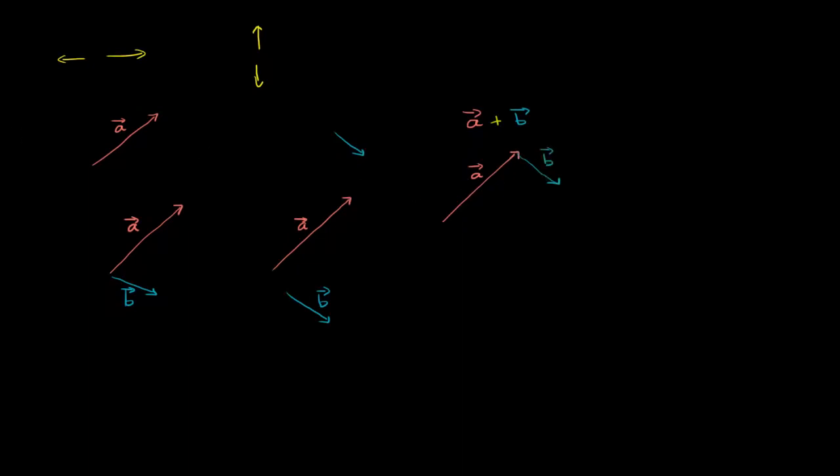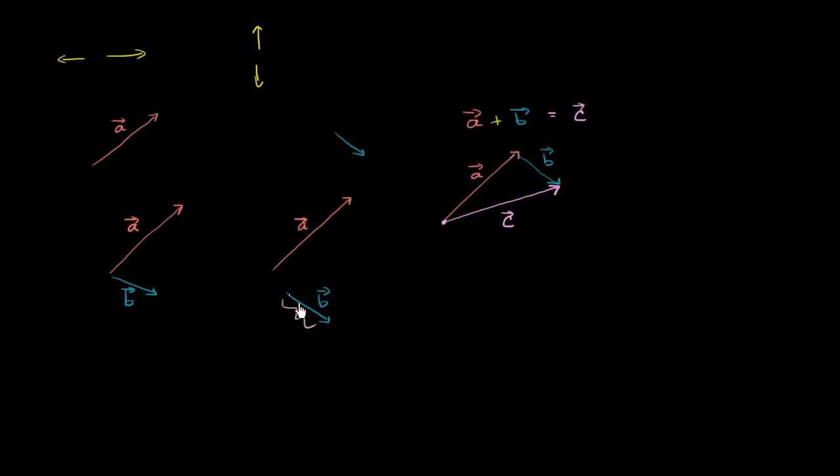And then if you go from the tail of A all the way to the head of B, and you call that vector C, that is the sum of A and B. And it should make sense if you think about it. Let's say these were displacement vectors. So A shows that you're being displaced this much in this direction. B shows that you're being displaced this much in this direction.